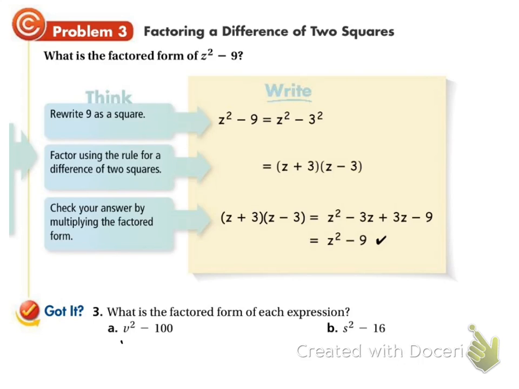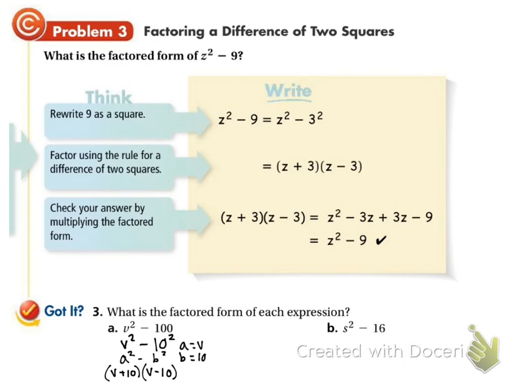In this case, the first one's already squared, right? v squared. How do I write 100 as something squared? Gave it away there. 10 squared is 100. Okay, now if it helps you to match it up with the a squared minus b squared, you can. So in this case, our a is v and our b is 10. So then we factor it into a plus b, so v plus 10, and a minus b, so v minus 10.